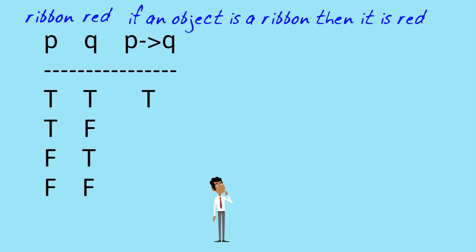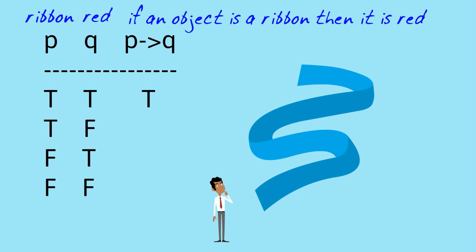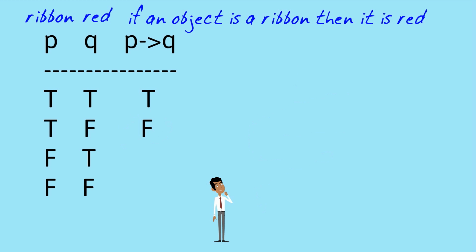Now the next case, we come across a blue ribbon. So P is true and Q is false. And in this case, this actually helps us disprove the statement that all ribbons are red. So here we'll put false. Now the next two cases are in some ways the most difficult. We now come across a red leaf.